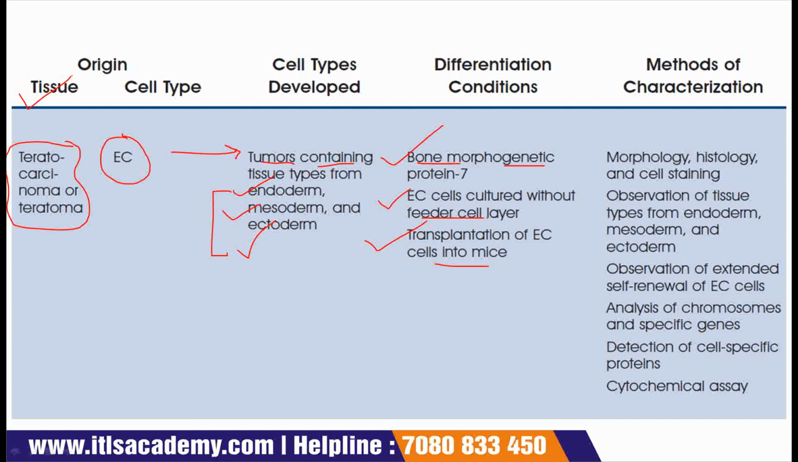Methods of characterization include morphology, histology and cell staining. Observation of tissue types from endoderm, mesoderm and ectoderm. Observation of extended self-renewal of embryonic carcinoma cell. Self-renewal is the property of renewing itself. Next method is analysis of chromosome and specific genes. Detection of cell-specific proteins and cytochemical assay.